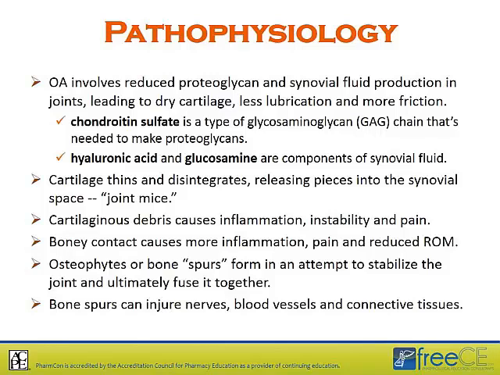Depending on where these chunks or joint mice get lodged, typically it causes sudden locking of joints in the knee or the shoulder. The bone-on-bone contact can cause more inflammation, pain, and reduced range of motion. And as mentioned, the bone spurs, also called osteophytes, form in an attempt to stabilize the joint and ultimately fuse it together.